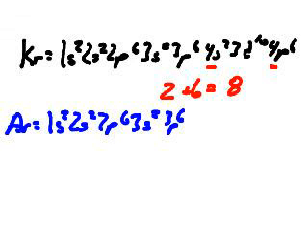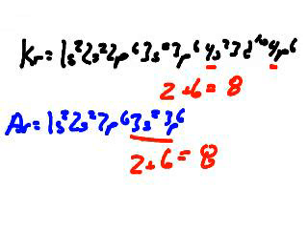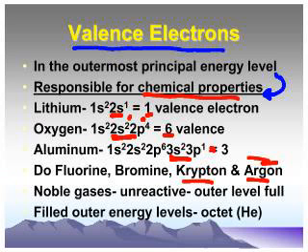So we look at our highest principal energy level, which would be the 3rd. Add together 2 from the 3s and 6 from the 3p. 2 plus 6, 8 again. Because krypton and argon are in the same family, up and down on the periodic table. Anything in the same family should have the same valence electrons. Now krypton and argon are special because they're in that very last family on the periodic table, which is known as the noble gases.